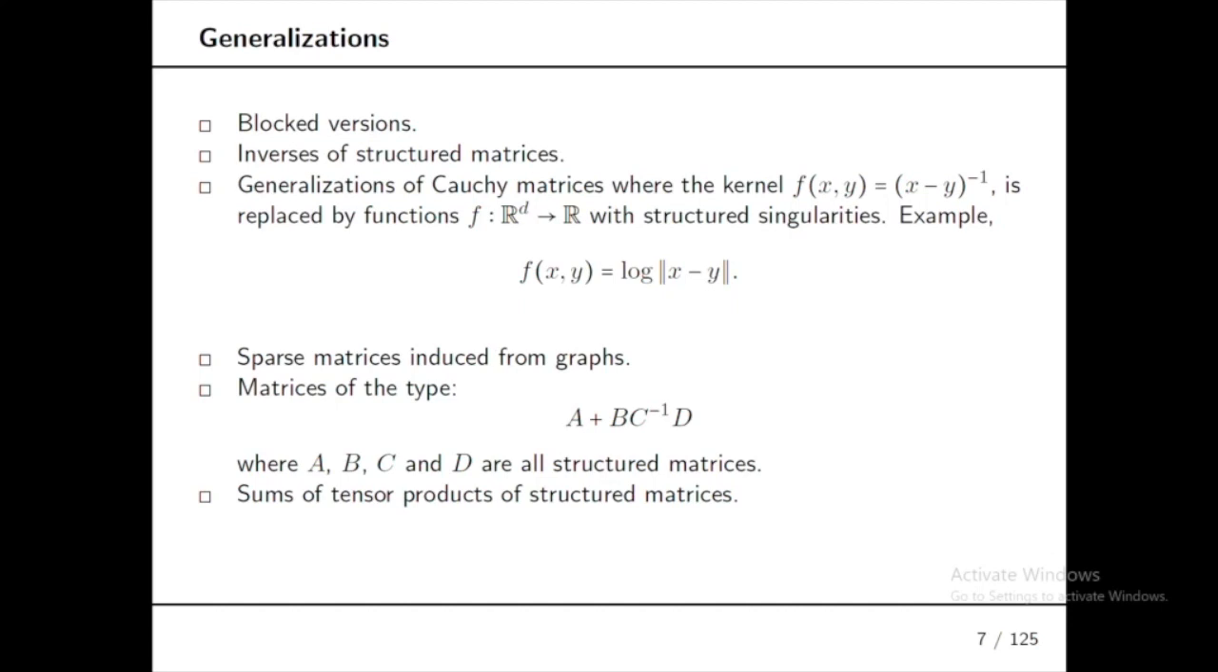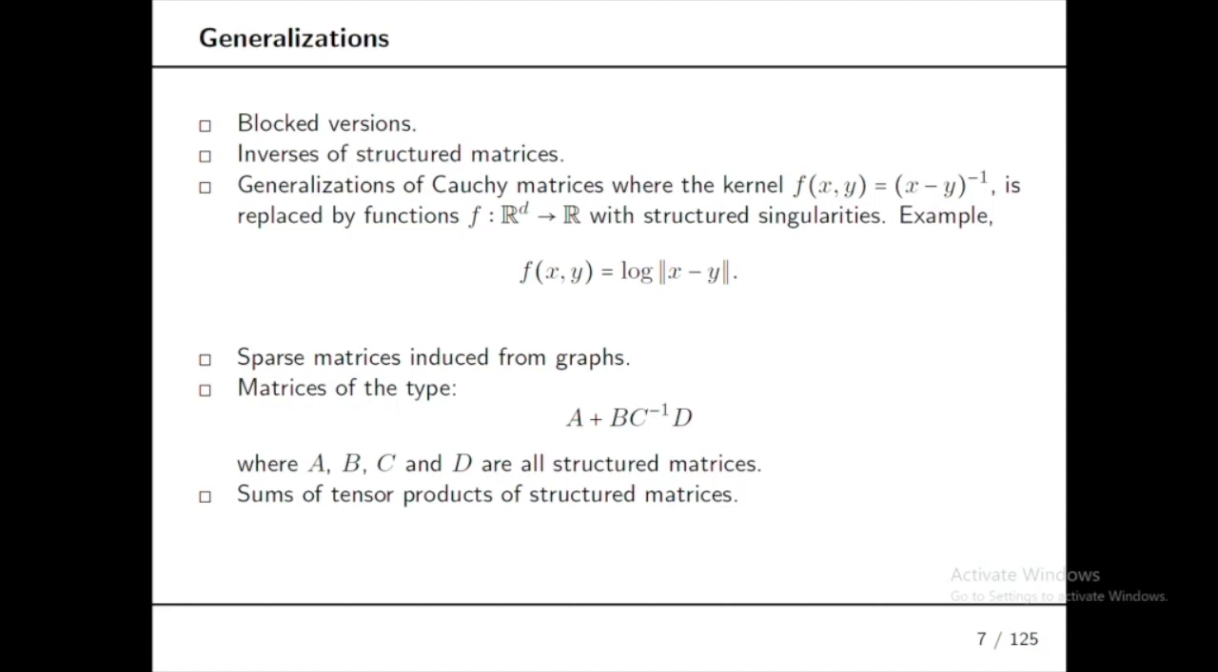And then generalizations of the Cauchy matrix are super important for us. For example, in the Cauchy matrix, the kernel is 1 over x minus y. We'll be interested in other kernels like log of the norm of x minus y, and even more complicated kernels like this. As we go to these kernels coming from analysis, the algebraic structure becomes rapidly more complicated, and we might be forced to give up some exactness along the way.